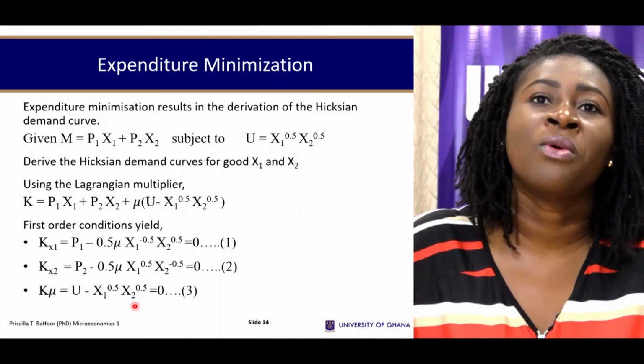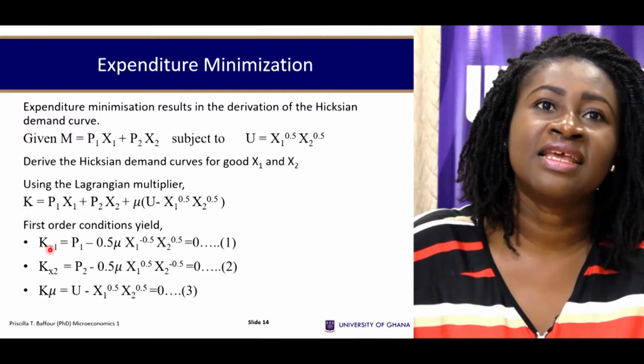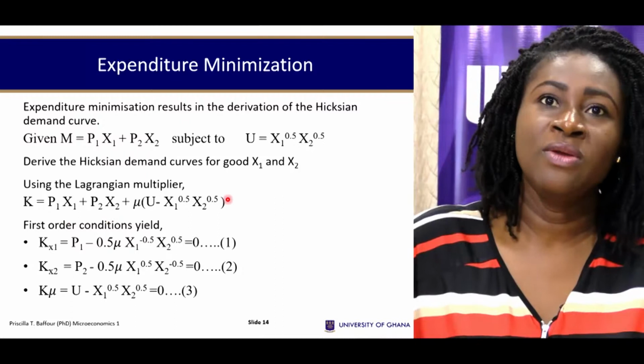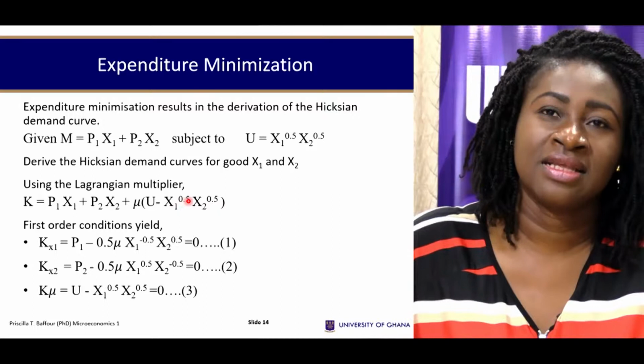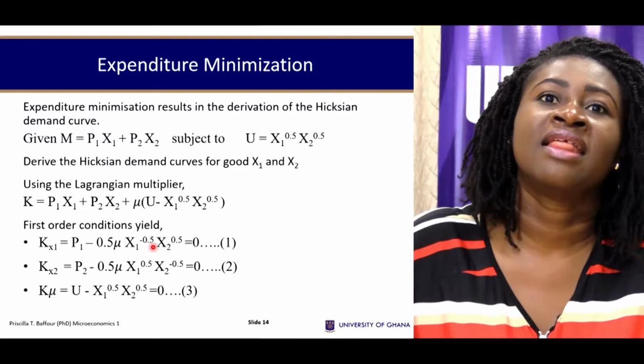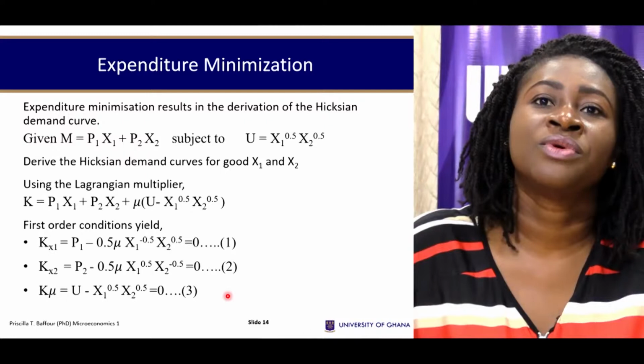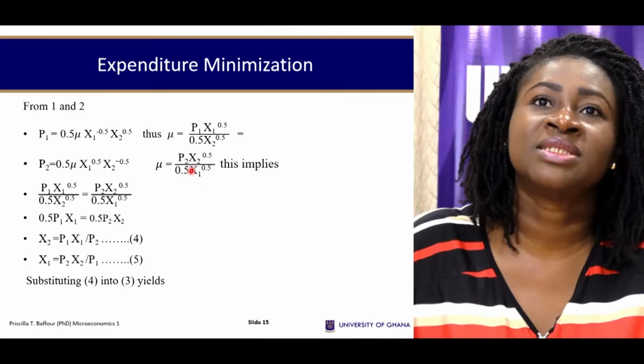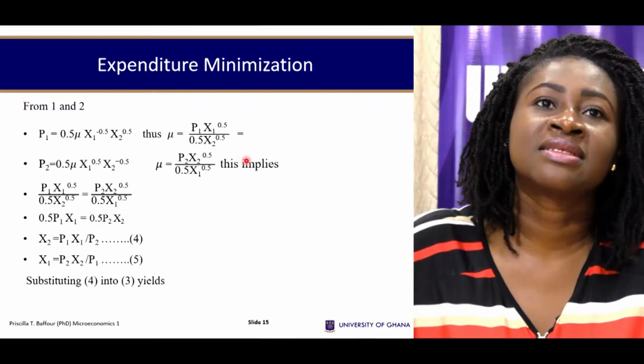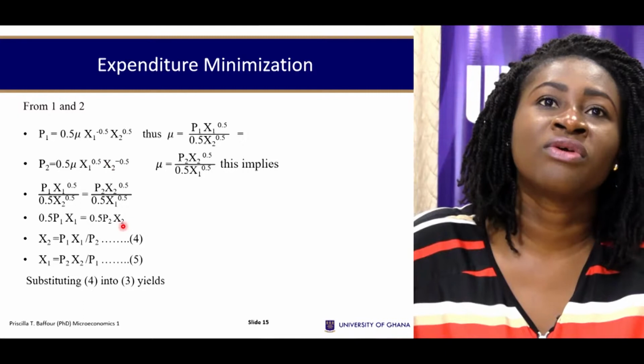So on your own, take your time and do the differentiation. You see that dL/dX will give you P1 right here, right? And then when you come to the utility function, you see that the 0.5 will multiply, you take one from it, and then you get minus 0.5. So take your time and go through, you get equations 1, 2, and 3. So we do a series of manipulations based on equations 1 and 2 and this is our utility function, right? We equate both of them and then we try to find X1 and X2, okay?